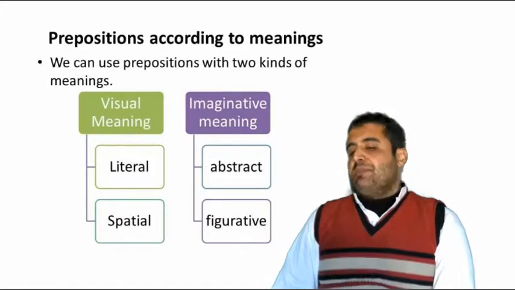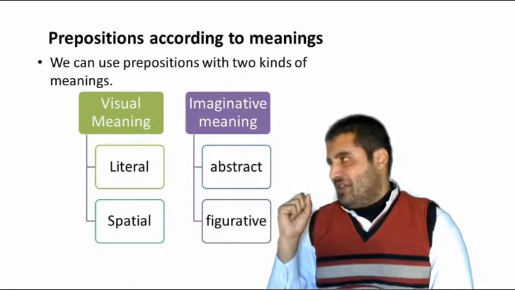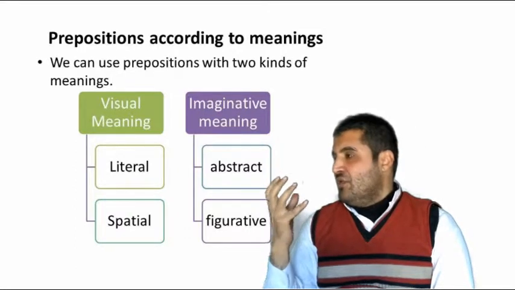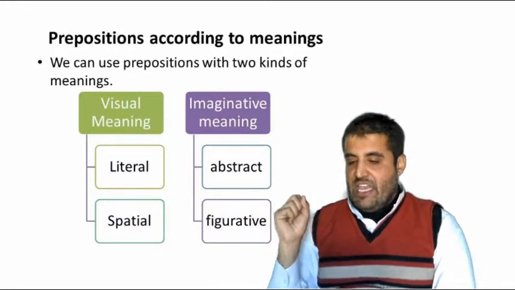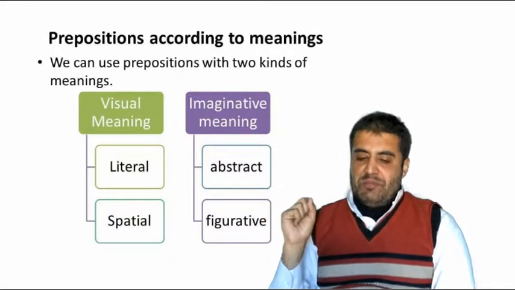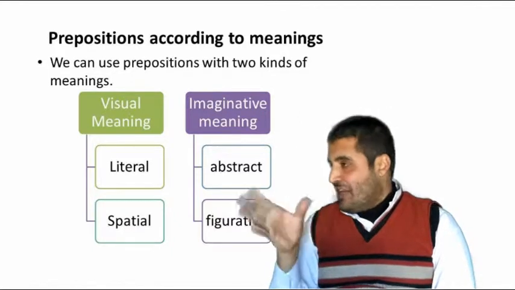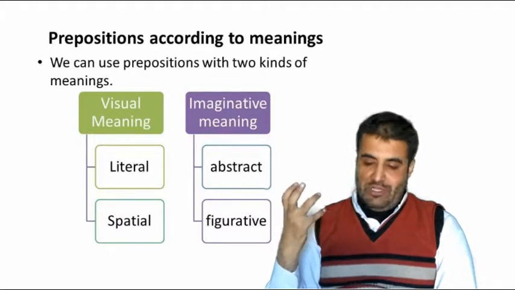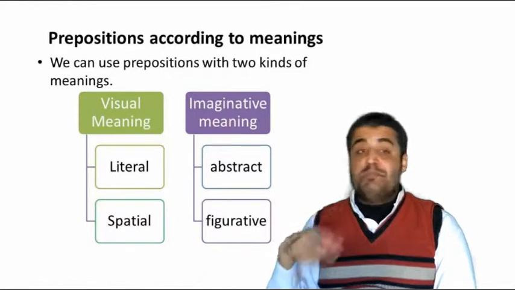Look at here, prepositions according to meaning. We can use prepositions with two kinds of meaning. Either prepositions will be used with a visual meaning, on the screen you can see visual meaning, or they can be used with an imaginative meaning. What does visual mean? Visual means when prepositions are used literally or spatially. So literal and spatial come with the meaning of visual. And imaginative meaning means abstract or figurative, or we call it metaphorical.